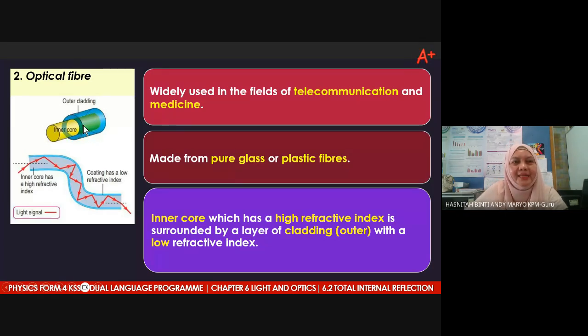So if you compare these two structures, the inner core has a higher refractive index, which means high optical density. The outer cladding has a lower refractive index, meaning lower optical density. So inside, light travels from the inner core to the outer cladding, meaning light travels from the high optical density to the less optical density medium. So this will allow total internal reflection to occur inside when i is greater than c, as you can see in the diagram below here.